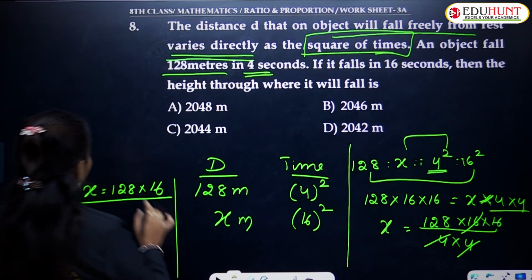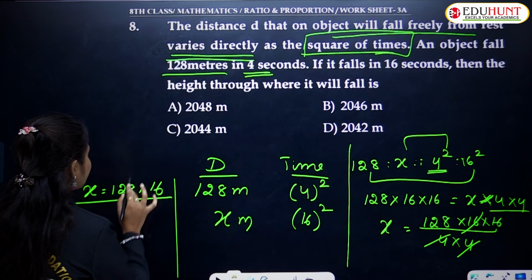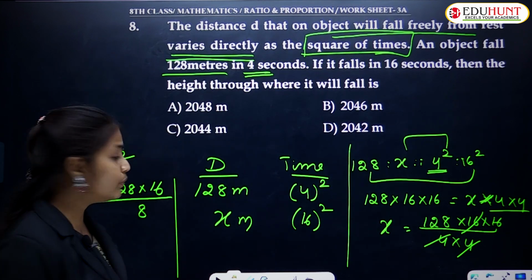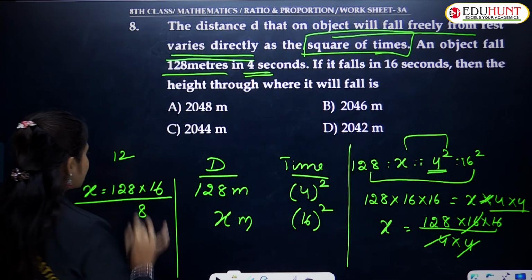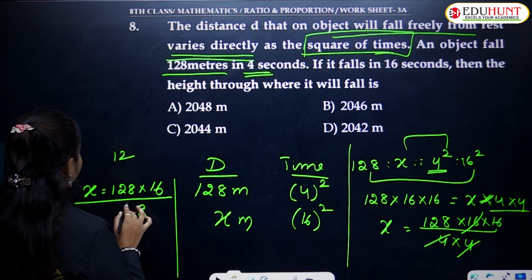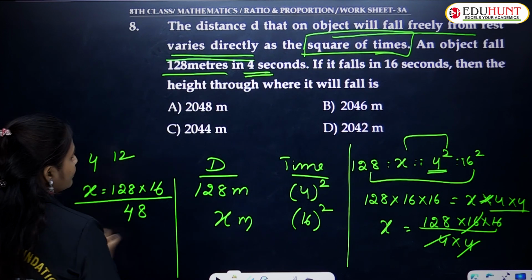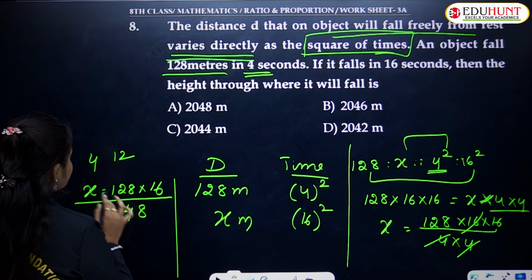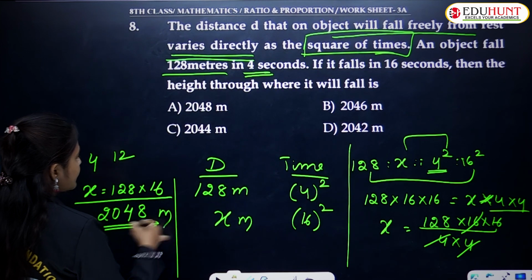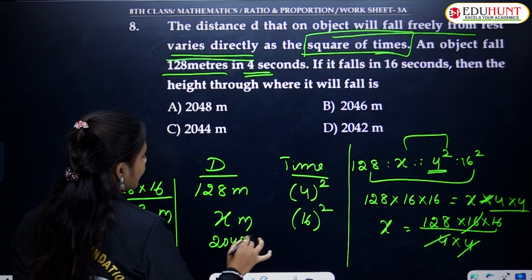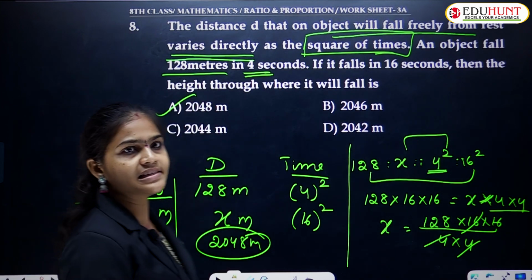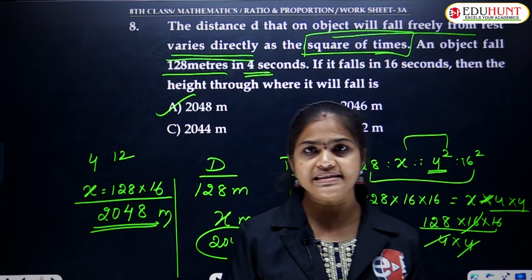See, children, here 128 into 16. So 16 into 8 is equal to 128. Next, 16 into 2 is 32, 32 plus 12 is 44. So 4 and 4, and coming to this one, 16 plus 4 is 20. 2048 meters. So which option is correct here? Option A is correct, that is 2048 meters.